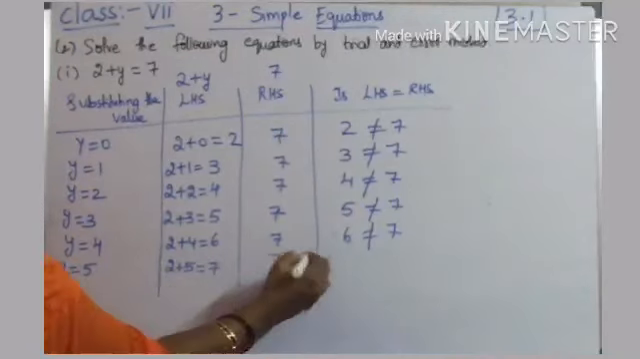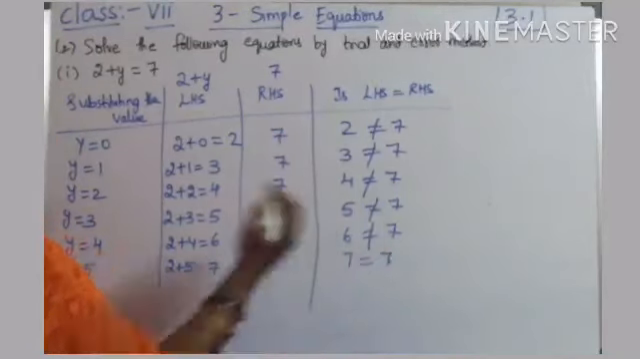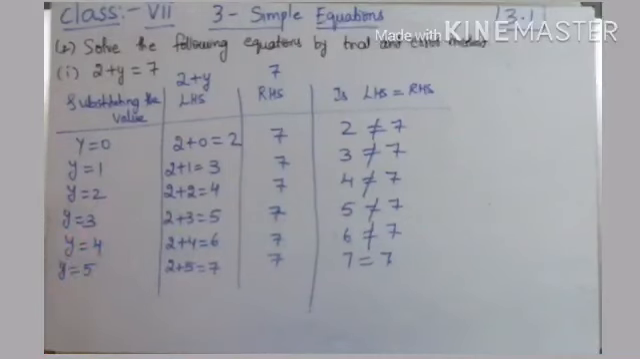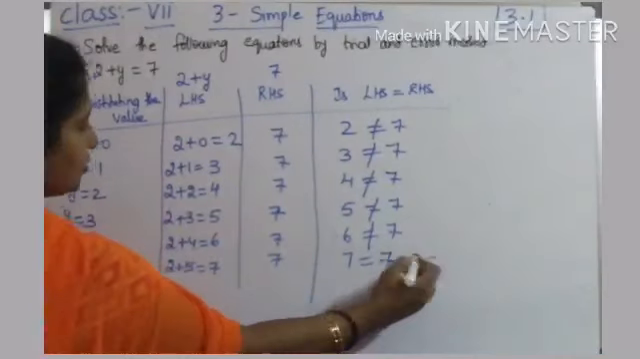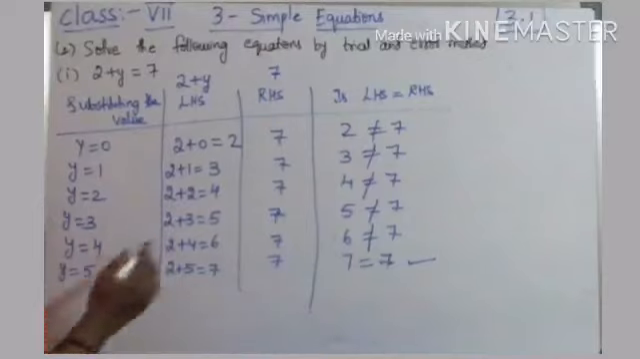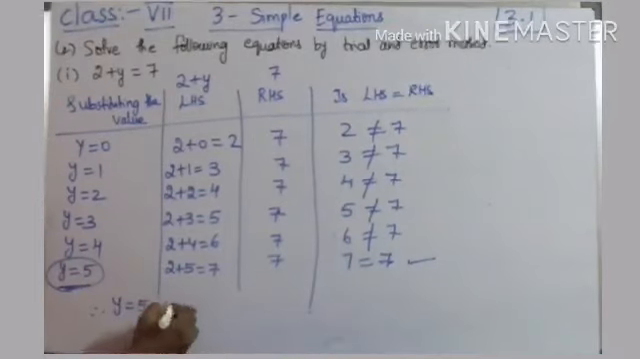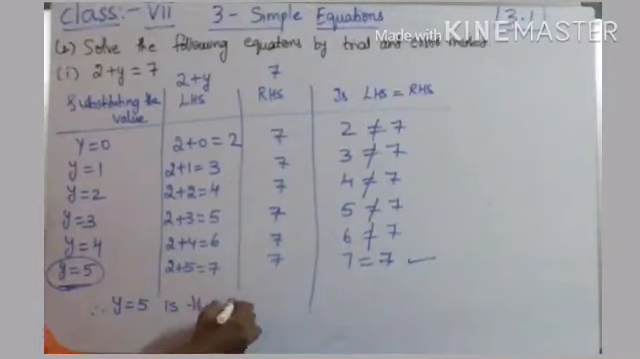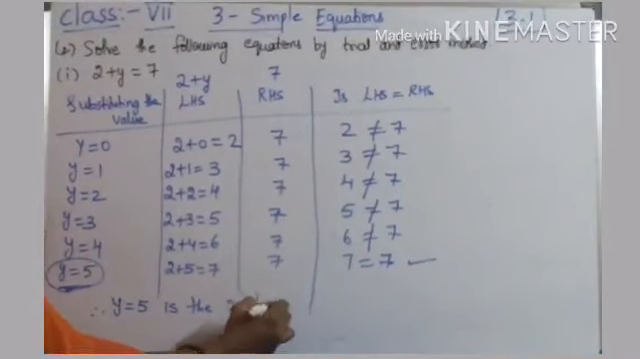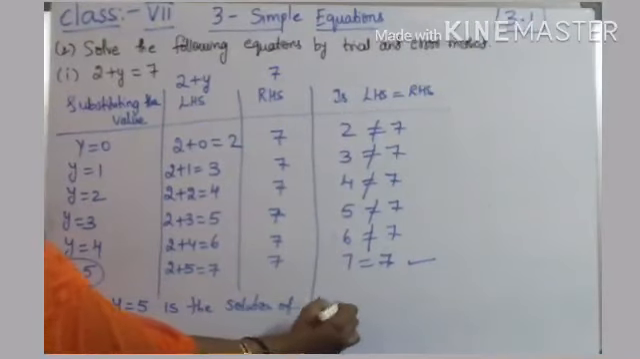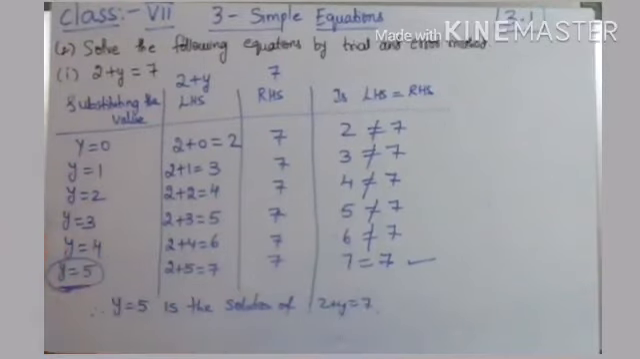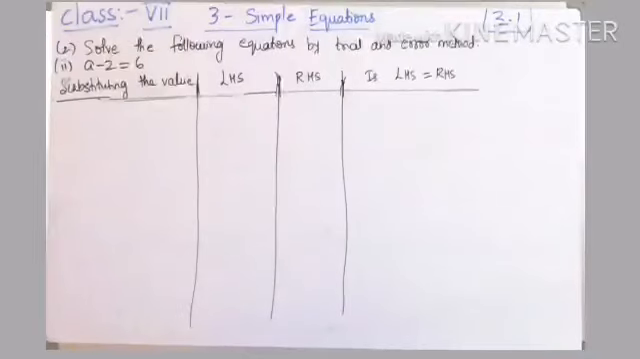And RHS is 7. Is LHS equal to RHS? Yes, 7 equal to 7 you got. Here LHS equal to RHS you got the same. At what value of y are you getting LHS equal to RHS? At y equal to 5. Therefore, y equal to 5 is the solution of 2 plus y equal to 7. This is the trial and error method.